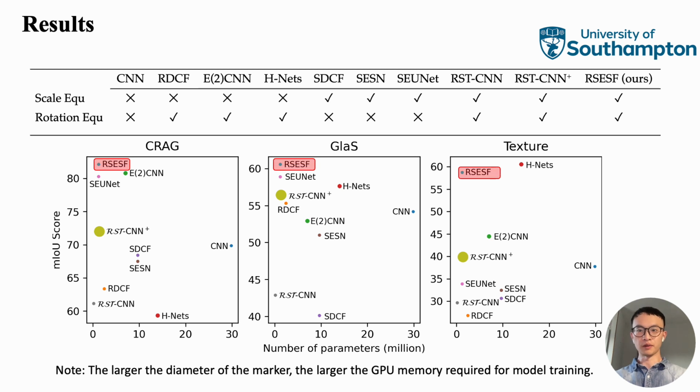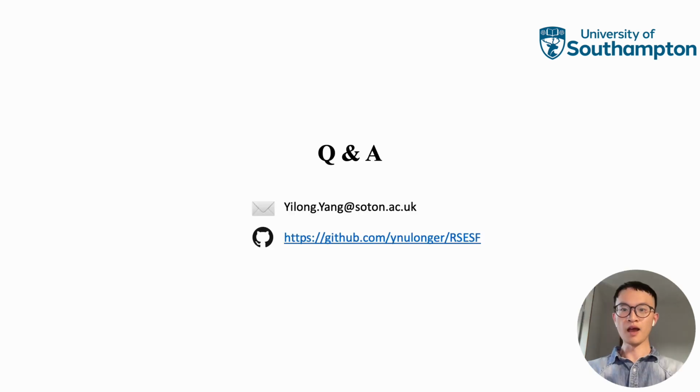We evaluate the proposed method on 3 datasets and compare it with other equivariant methods. As shown in the figure, our RSE-SF outperforms others on Craig and GLASS datasets, achieving competitive results on the texture dataset. And it is worth mentioning that the RSE-SF achieved state-of-the-art segmentation performance, but is much smaller and more GPU efficient. Our implementation is available on GitHub.